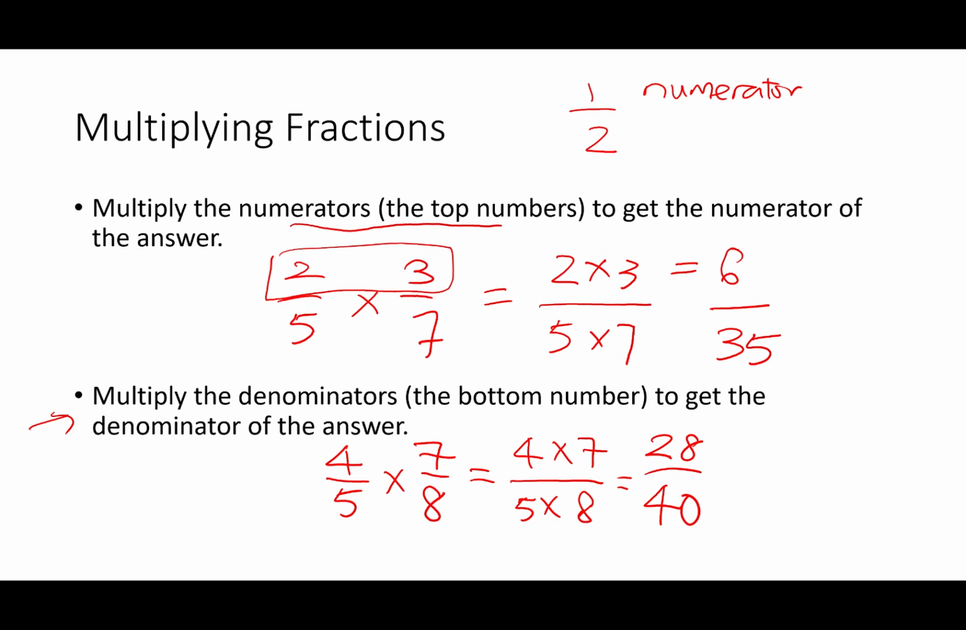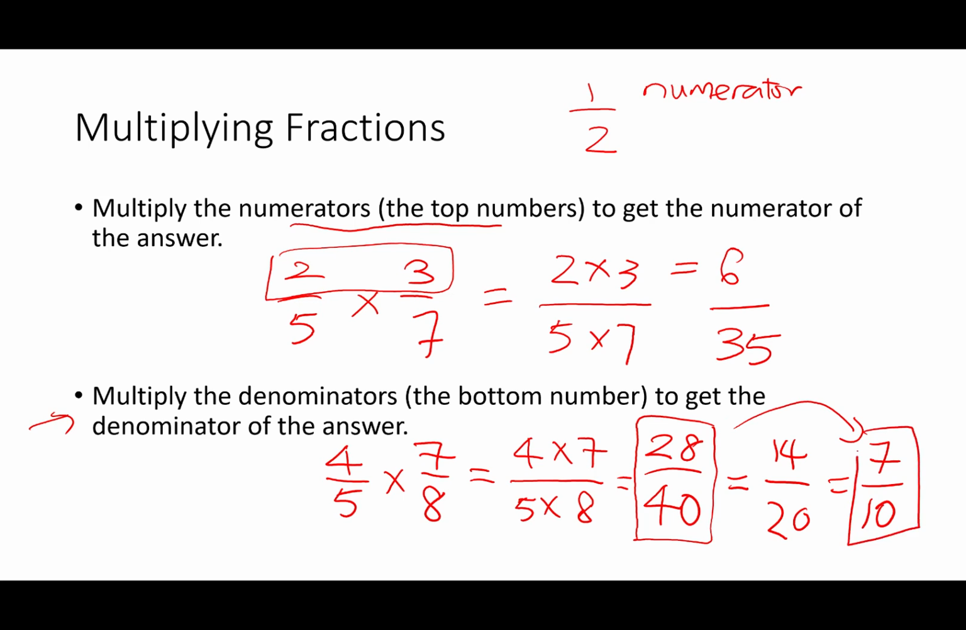Now earlier on we looked at how to reduce the terms of fractions. Now we see that 28 and 40 both can be divided by 2. So if we divide by 2, we get 14 over 20. And again, 14 over 20 can be further divided by 2, and we will get 7 over 10. By now, 7 over 10 cannot be reduced further. So the original answer, 28 over 40, can be reduced to 7 over 10.